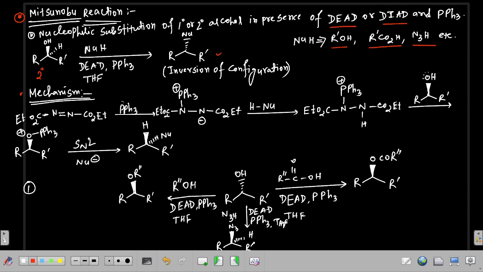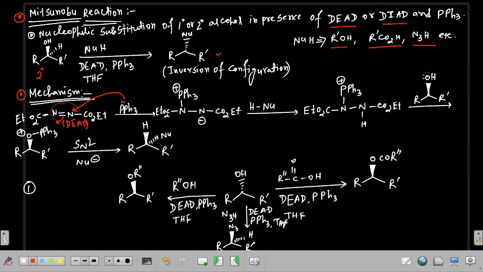Now we will see the mechanism of this reaction. So this is DEAD, diethyl azodicarboxylate: two ethyl groups, this is the azo group, and these are the two carboxylates. Now we have triphenylphosphine in the reaction. Triphenylphosphine attacks this DEAD nitrogen, there is a shift of this double bond, and it forms this intermediate.